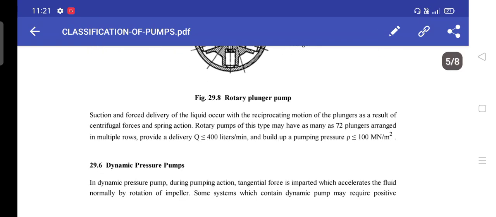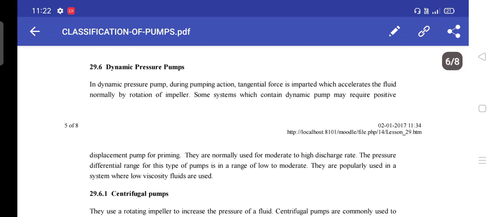Suction and forced delivery of the liquid occur with the reciprocating motion of the plungers as a result of centrifugal forces and spring action. Rotary pumps of this type may have as many as 72 plungers arranged in multiple rows, provide a delivery of Q ≤ 400 liters per minute, and build up pumping pressure p ≤ 100 MN/m².